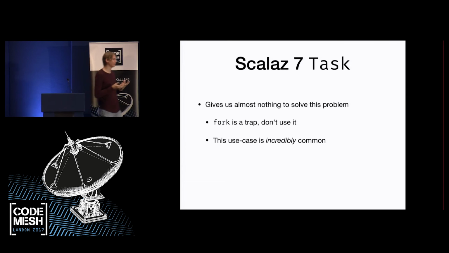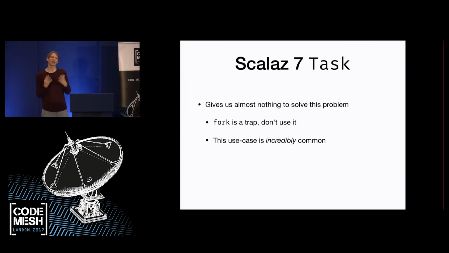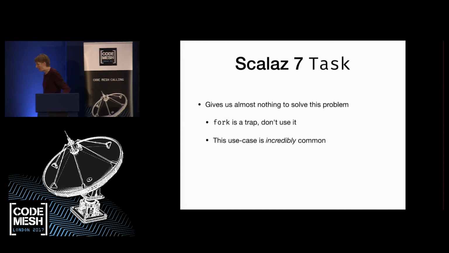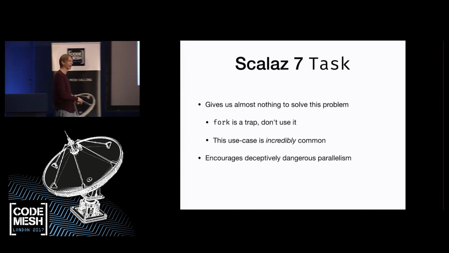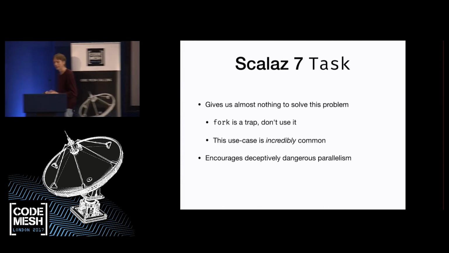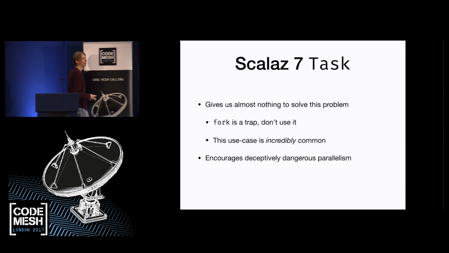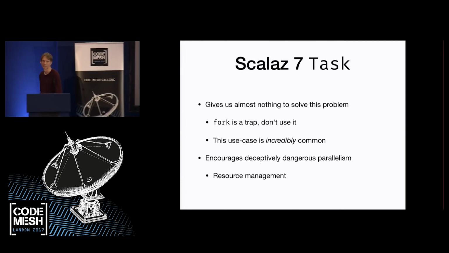And this use case of moving things around between thread pools is literally the most common thing that you're going to do when you're doing asynchronous programming. You have to be able to do it very, very easily. And like I said before, while all of this is going on, Scalaz task is encouraging you to do really, really dangerous concurrency. And it's really dangerous because in Scalaz task, there is no functionality for resource management, okay?